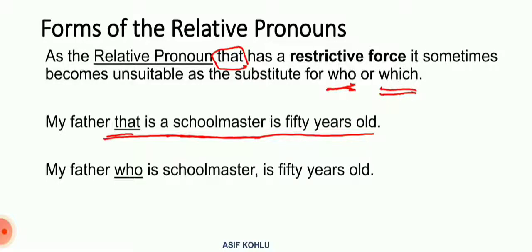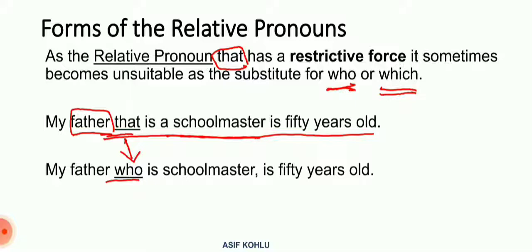Here the that clause is acting as a non-defining clause and implying more than one father. This is something strange. We do not use it in such cases, and we actually use who instead of that. Everyone has only one father, but if you say my father that is a schoolmaster, it gives a sense that you have many fathers. Nauzubillah, this is something queer. So instead of that we use who: my father who is a schoolmaster is 50 years old.